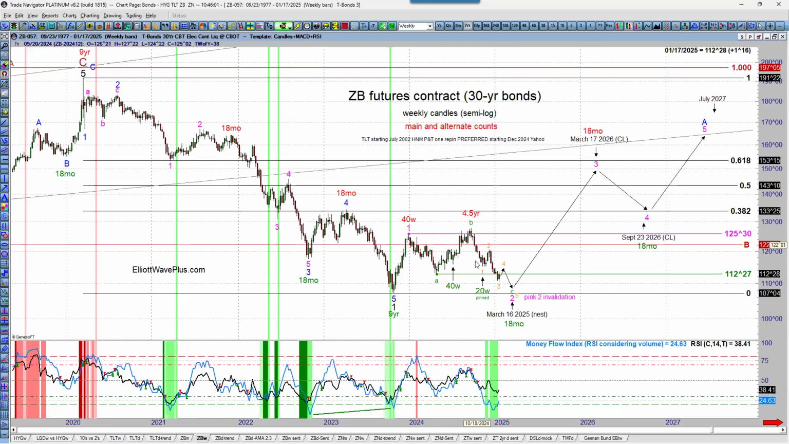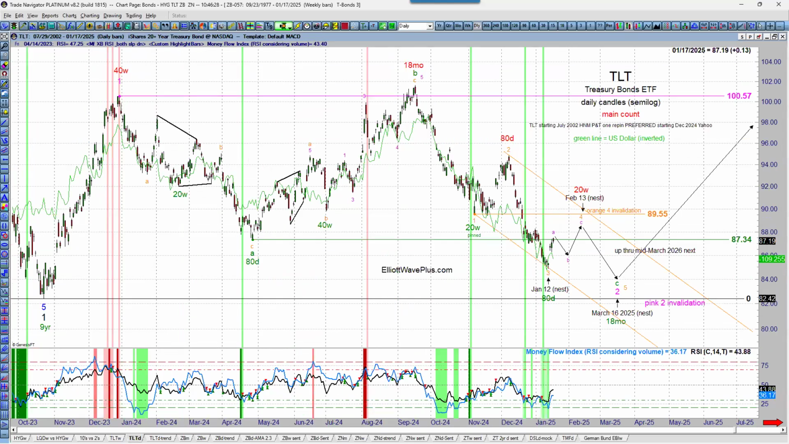So this is the ZB contract, and you see it's the same basic idea. I think we need to finish a five-wave down structure down here into and through mid-March. 1, 2, 3, 4, 5. So while the bonds might stay up in a corrective ABC pattern through mid-February, that date being February 13, 20 week.